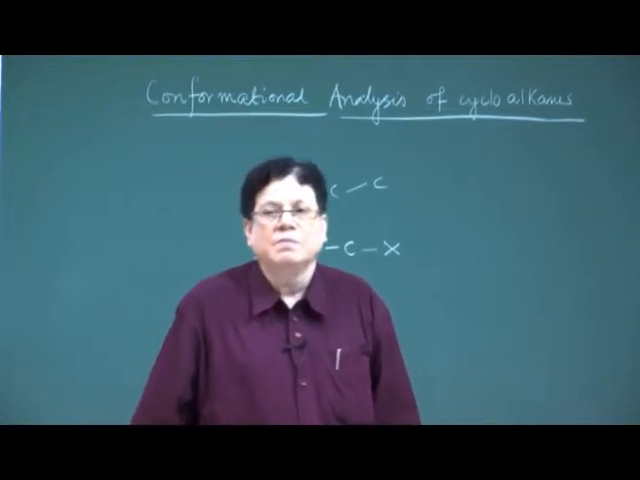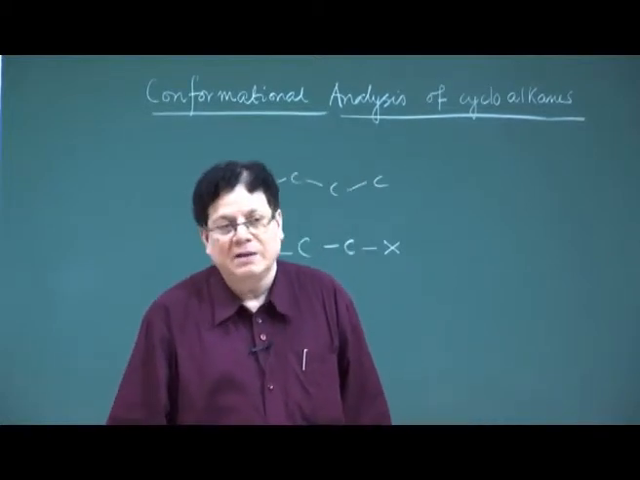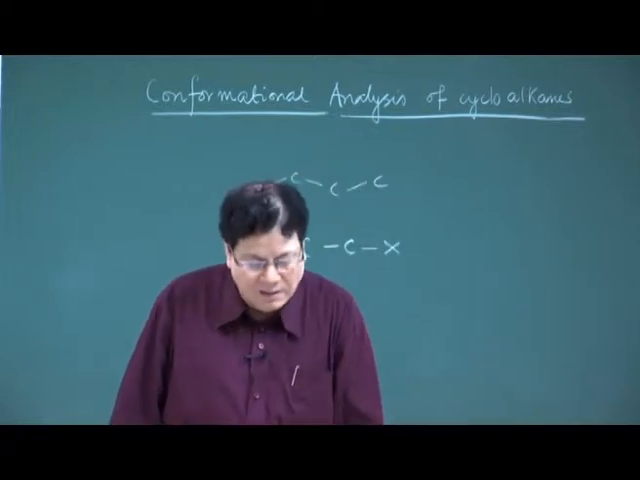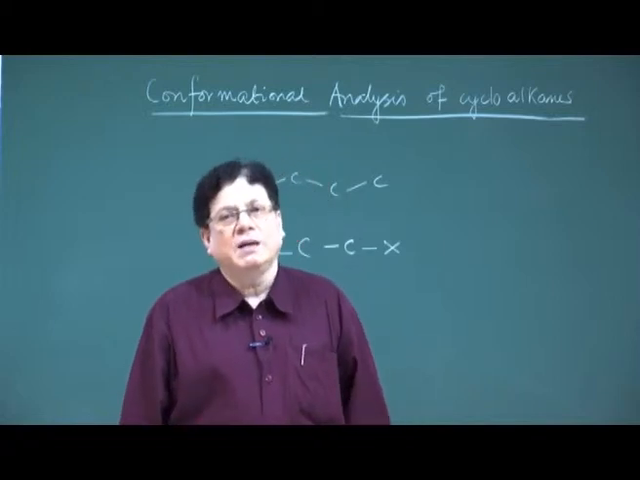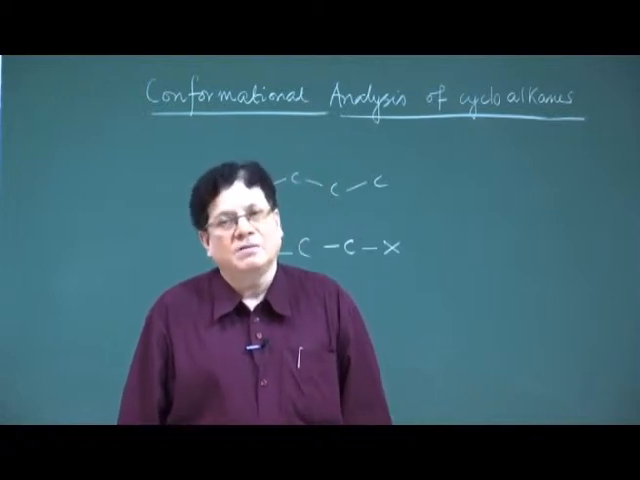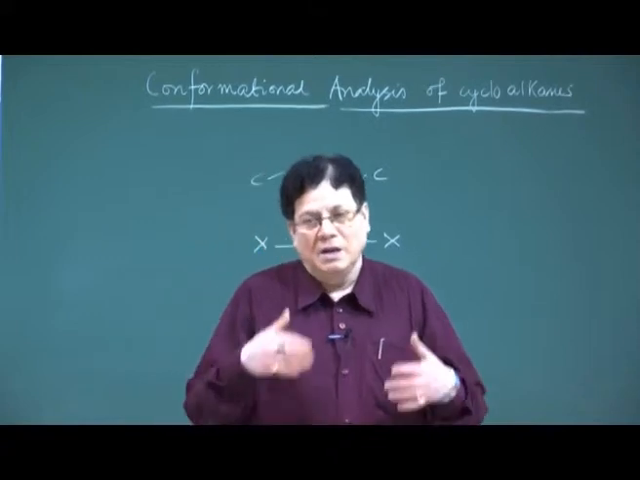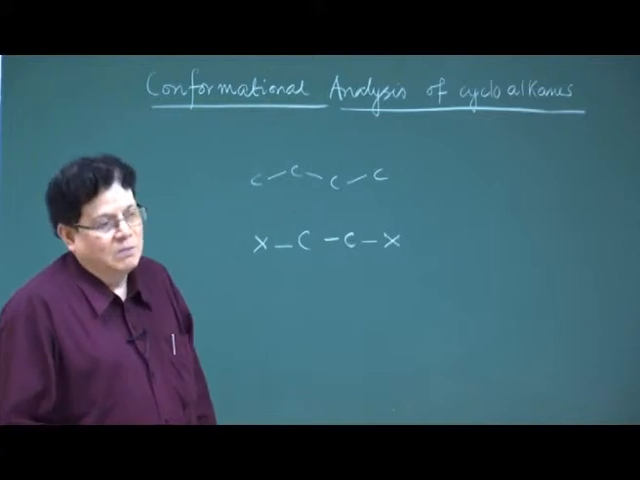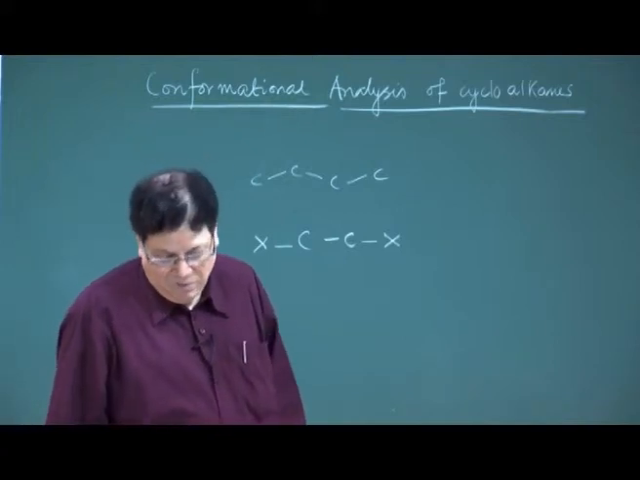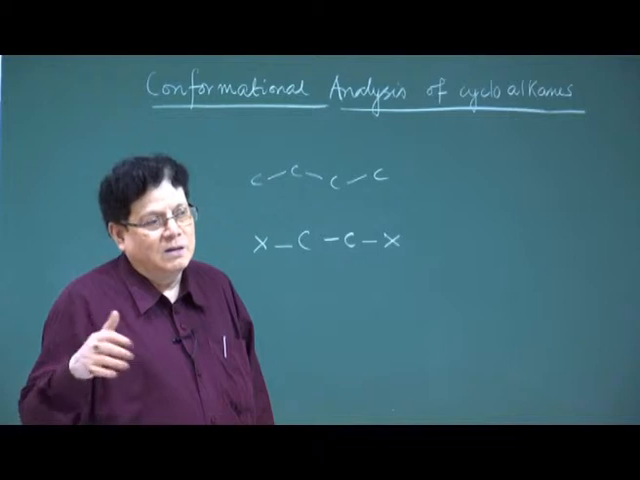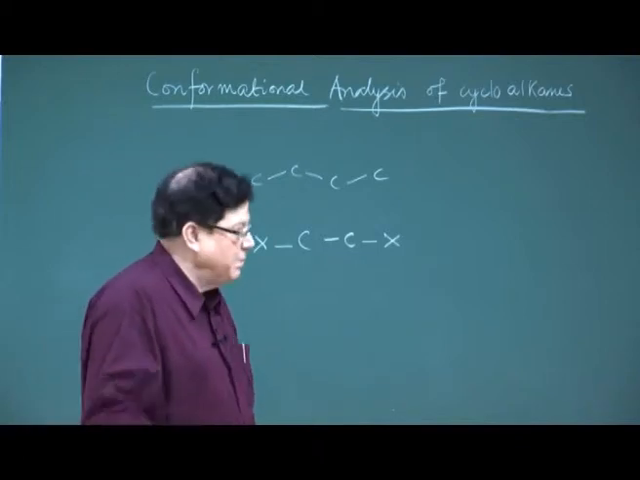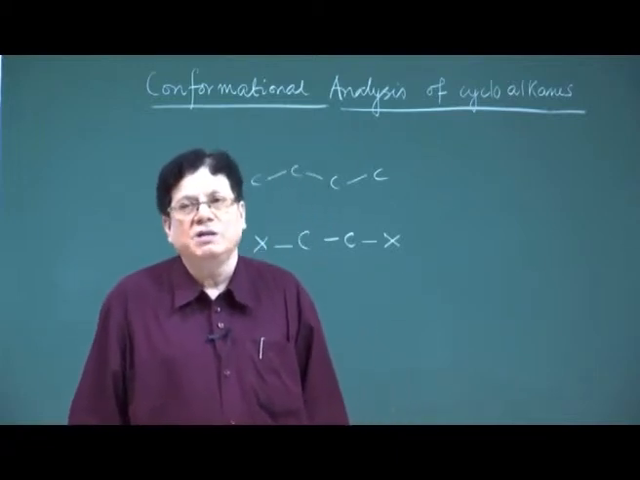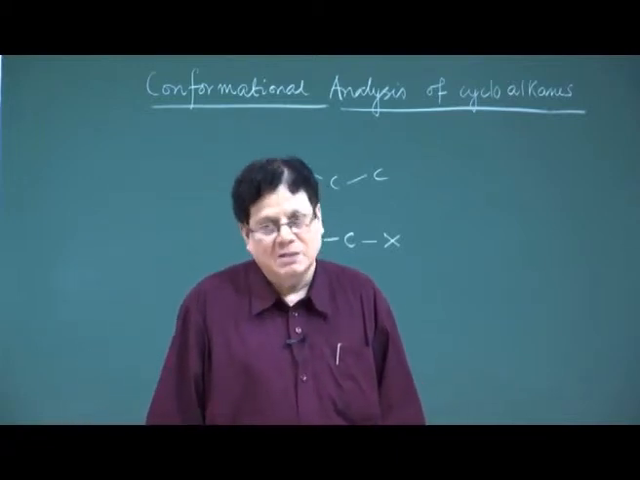Now, the first difference between the cyclic and the acyclic system is that cyclic systems do not have that much flexibility like the acyclic systems. In acyclic systems, the flexibility, that means the rotation, is very free, and it is occurring much faster than in a cyclic system. Cyclic systems are much more rigid than the acyclic systems.